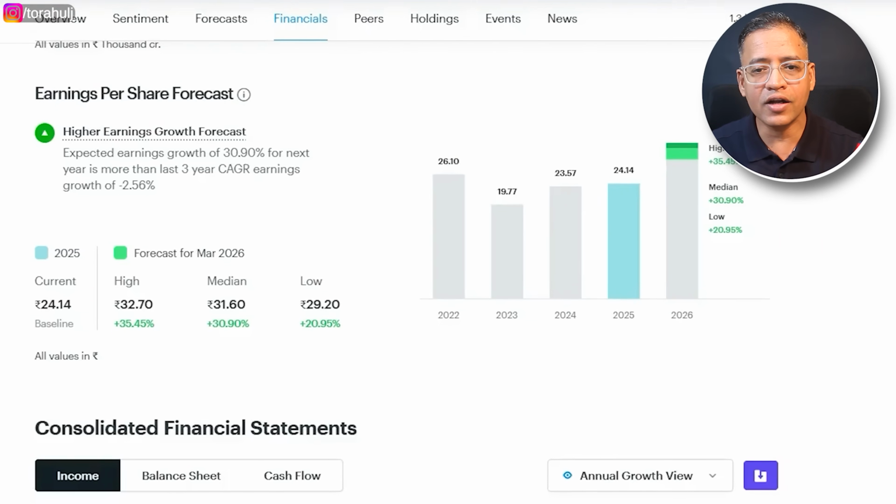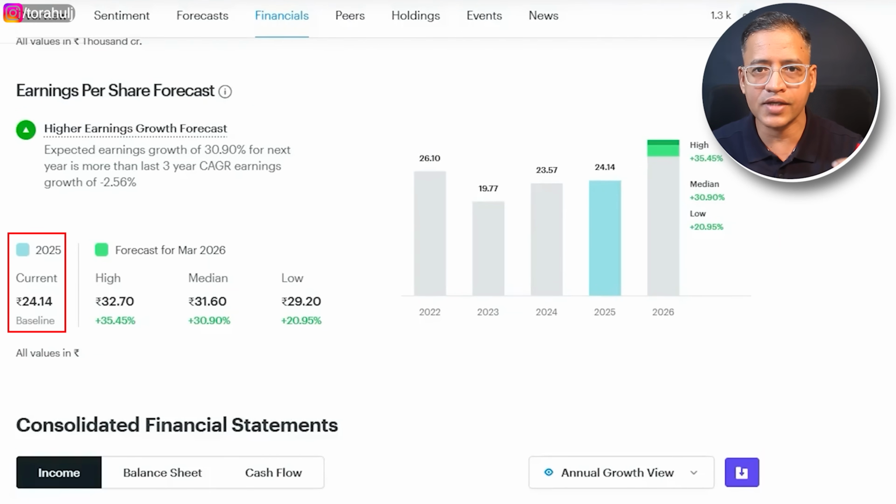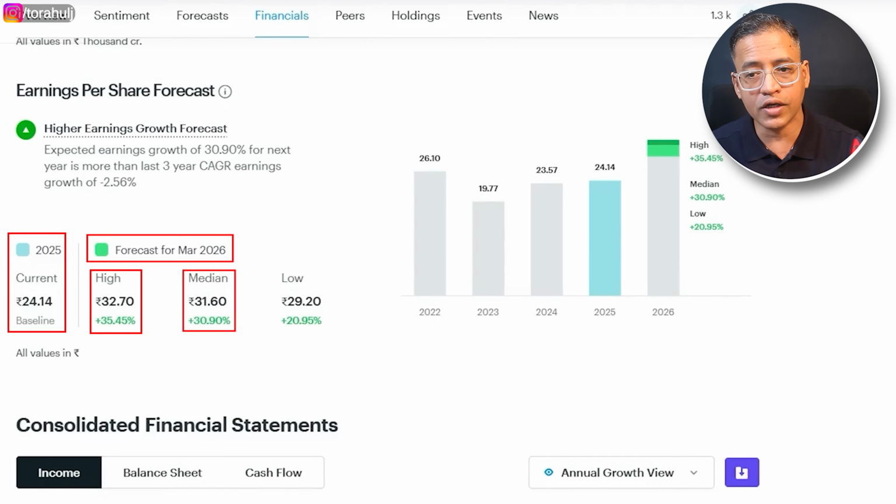What you see is that the current baseline earnings per share is 24 rupees 14 paisa as of now. The forecast is that if they achieve high growth, it's going to go up by 35%. Median growth is around 30% and low, matlab gire se gira, is around 20%. That's the earnings per share growth forecasted by the analyst.